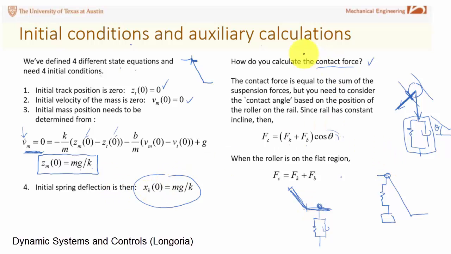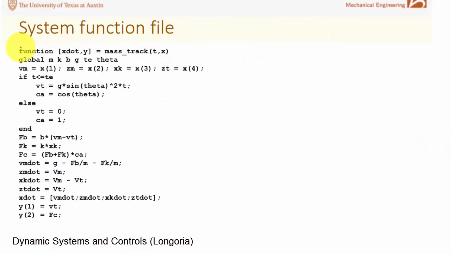Now, initial conditions, auxiliary calculations, let's see how we put that all into a simulation file. So here's our standard function file. I've got the output relations here in y and the state derivatives, and here's mass track is the name of this file. I've got global definitions, and then I'm defining each of my state variables coming in through this state vector, right? Remember, x contains the 4 values, and here I just assigned them physical variable names so I can use them in my calculations.